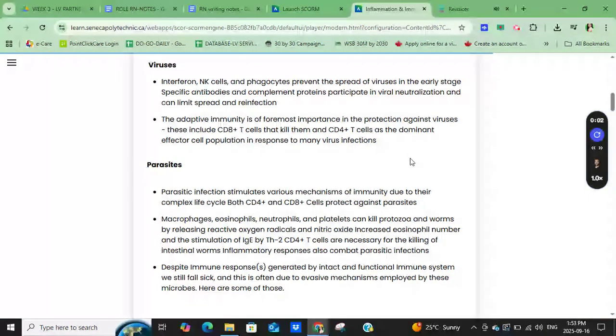Despite the immune response generated by an intact and functional immune system, we still fall sick. And this is often due to evasive mechanisms employed by these microbes. Here are some of those.